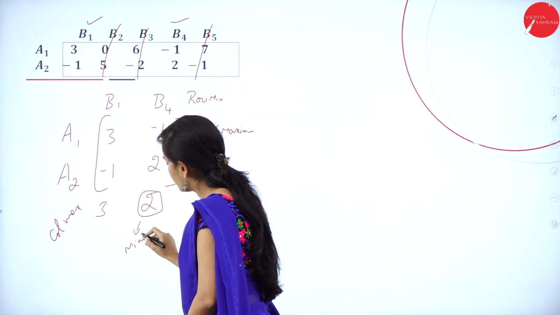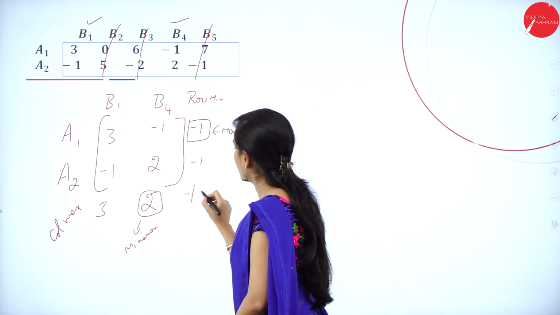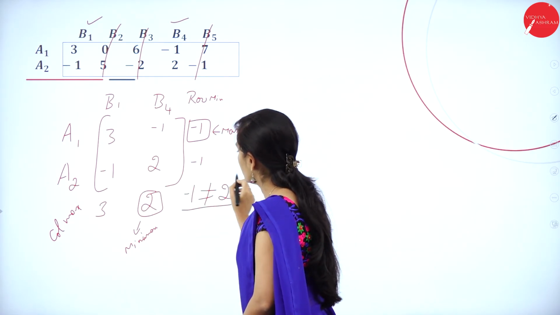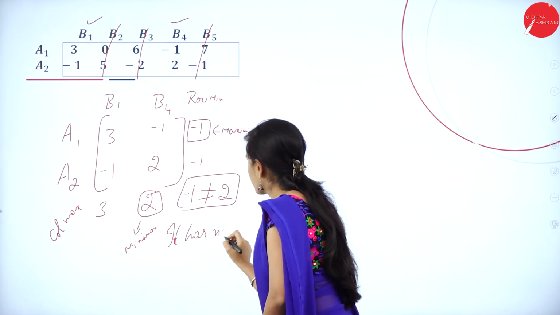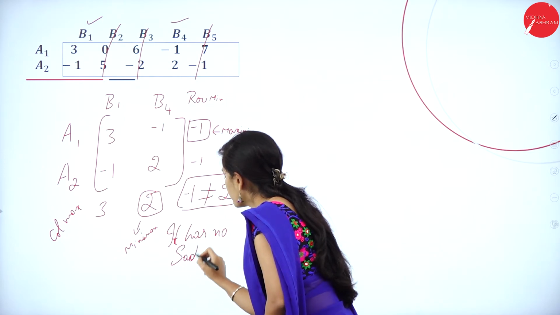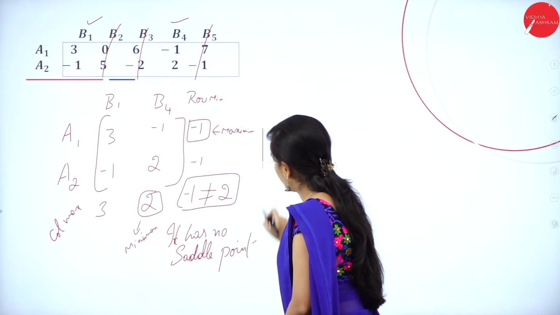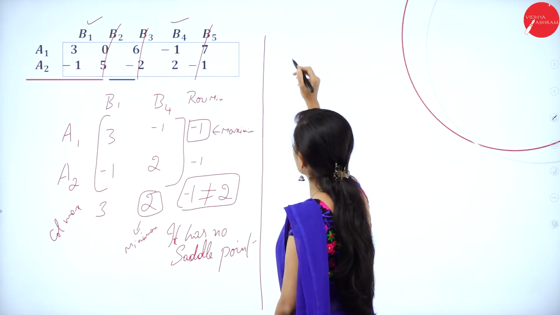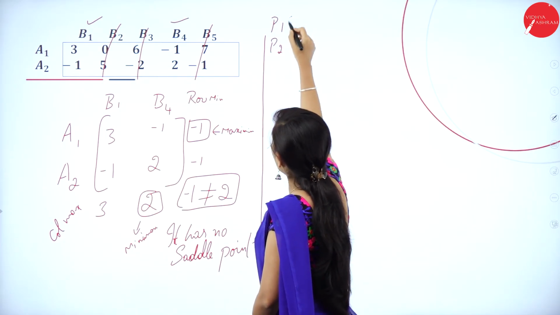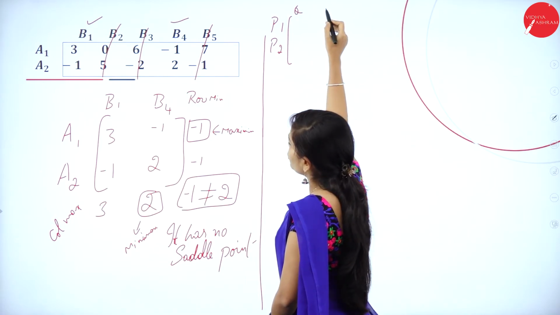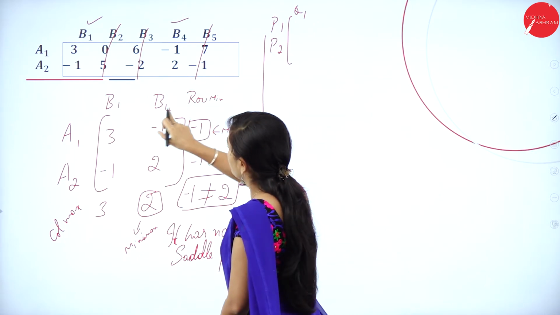And here the minimum value is 2. Minimax is 2. So is this equal? No, it is not equal. -1 is not equal to 2. So it has no saddle point. So what is the next step? So you can use the matrix form. So for P1, P2, and I will use Q1, Q2, Q3, Q4. So here I have B1 and B4.